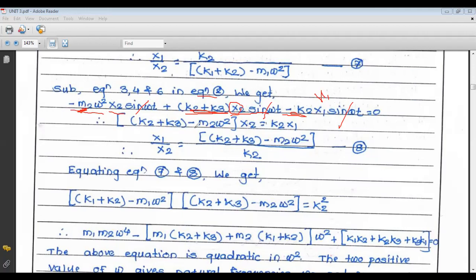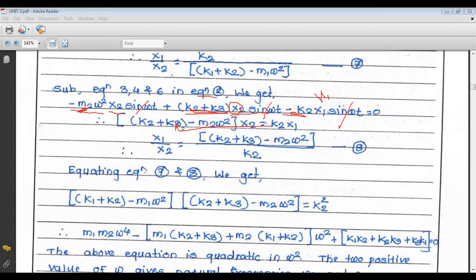So k2 plus k3 minus m2 omega square is equal to x2. Taking this k2 into x1 to the right hand side, we get x1 upon x2 is equal to k2 plus k3 minus m2 omega square divided by k2. This is equation number 8.